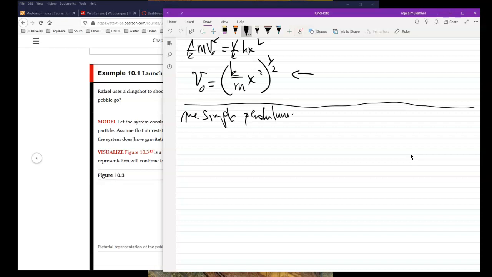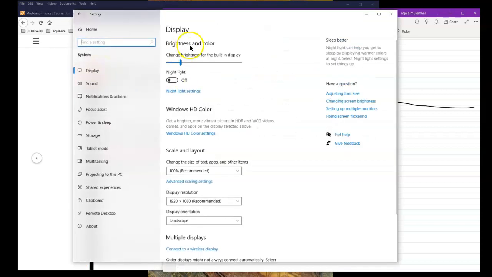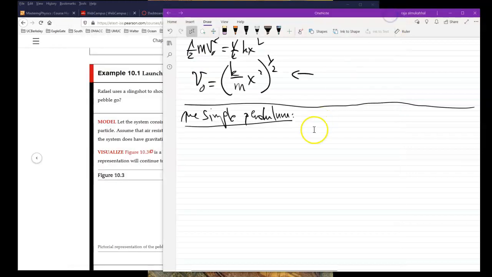Pendulum. All right. Let me brighten the screen a little bit. It's a little bit dark for me. Better. I hope it's better for you as well.